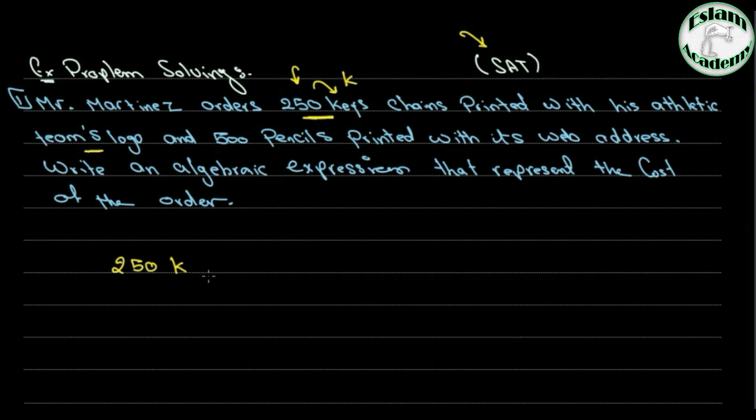That is the number of keys. And it means plus, because we have more than the keys, pencils. How many pencils do we have? 500. As we said, for the keys the variable is k, so we can choose p as the variable for the pencils, so it will be 500p. So the expression that represents the situation is 250k plus 500p.